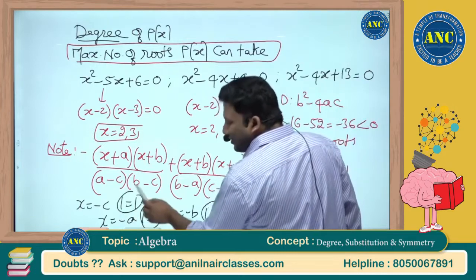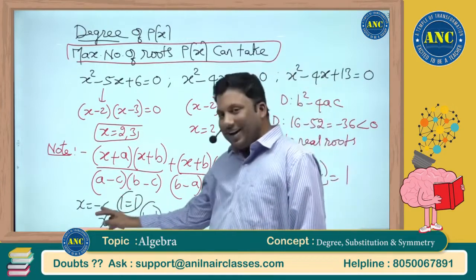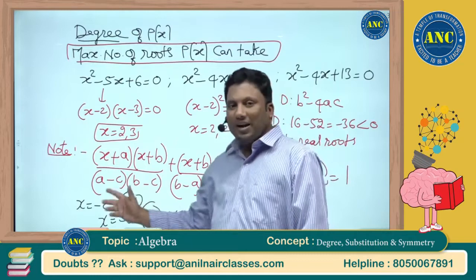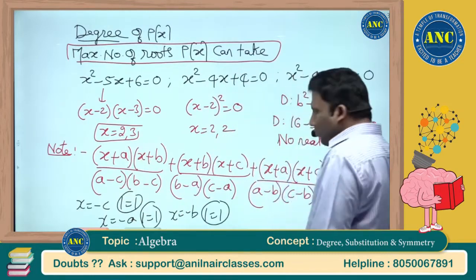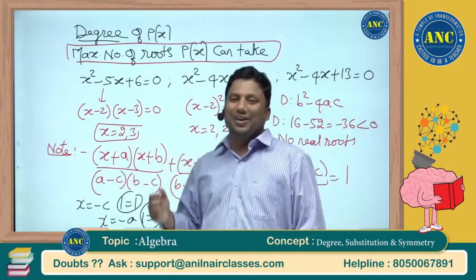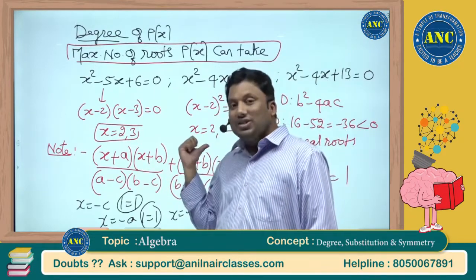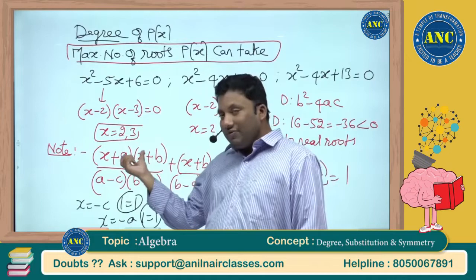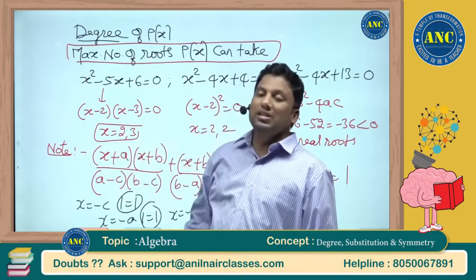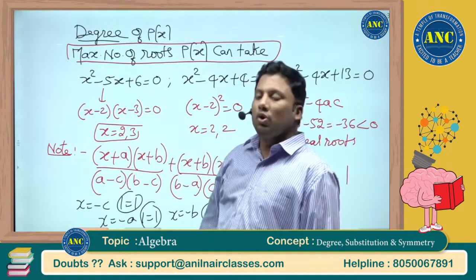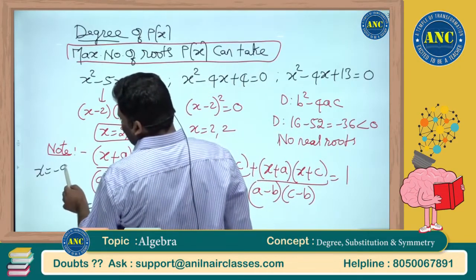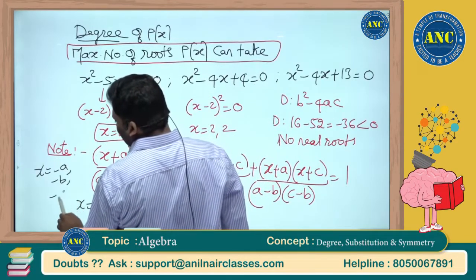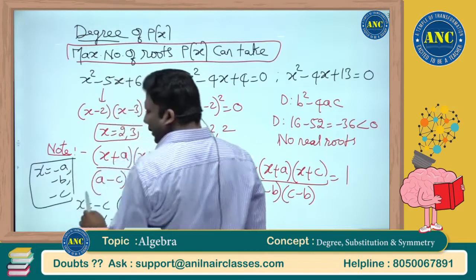How many values did you get? Minus a, minus b, minus c. What is the degree of this equation? It is equated with 1. The degree is 2. If the degree is 2, maximum how many roots should it have? 2 roots it should have. But how many roots did we get? X is minus a, minus b, minus c. How many roots has it got?